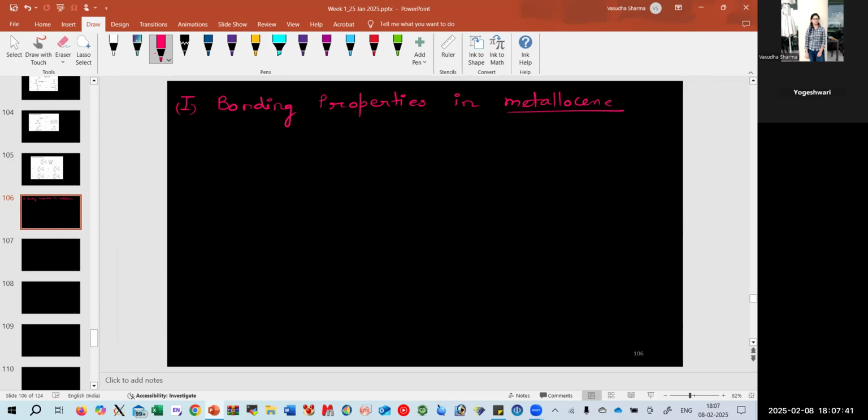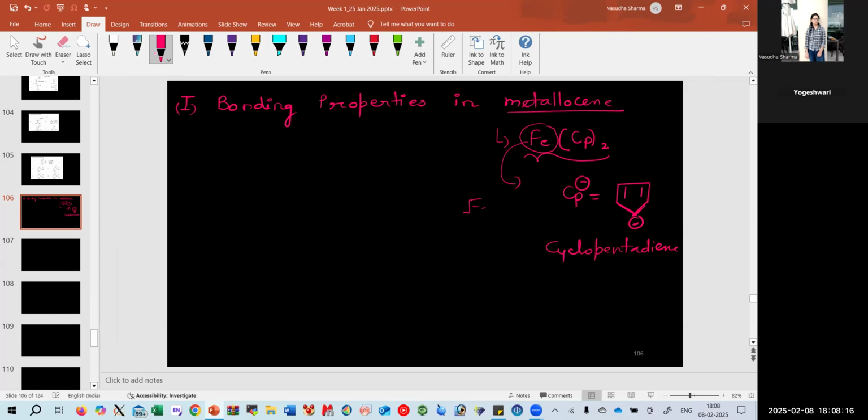Sandwich complexes of cyclopentadiene are known as metallocenes. Say, for example, if we have iron Cp2, where Cp is your 5-membered ring. This is cyclopentadiene. This is Cp negative, right? This is your cyclopentadiene. And this name, since metal has come into picture, is called ferrocene.